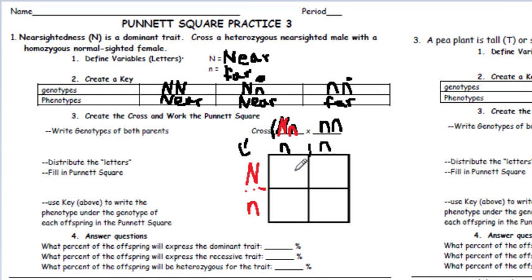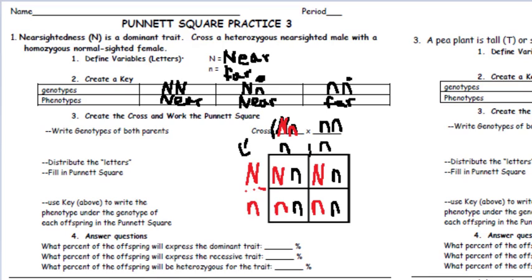We'll go vertically first. We'll put these in. So I'm distributing this one N here, and I put it here as well. Distribute this one down here, and I distribute it into this box as well. Here, I'm going to distribute this capital N here, and distribute it here as well. Distribute this here, distribute this here.